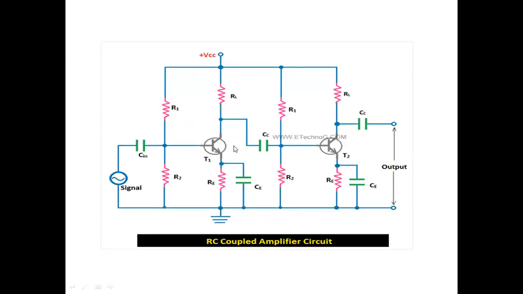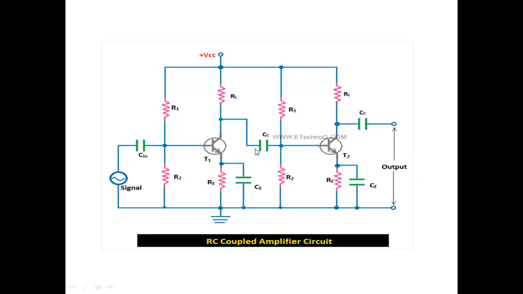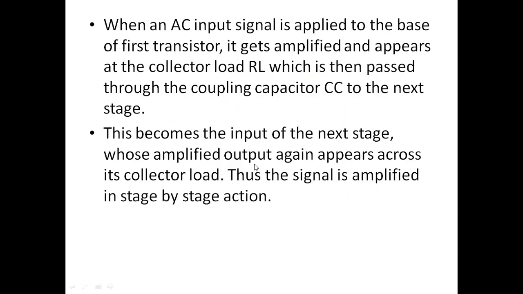Next, here we are using two stages and two transistors, and the capacitor CC is used to block the DC current which appears in the previous stage. So this is the main operation of the RC coupled amplifier. When an AC input signal is applied to the first transistor, or the first stage, it will be amplified by the transistor and appears at the collector load.